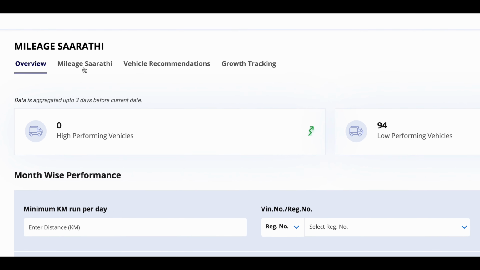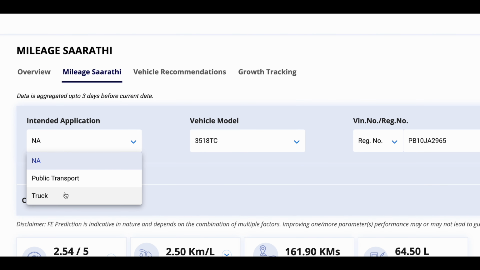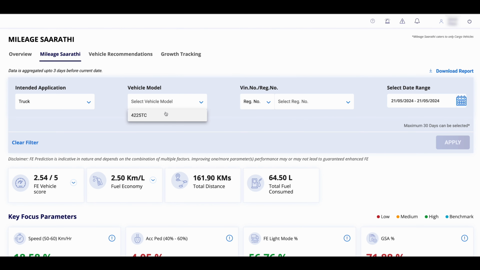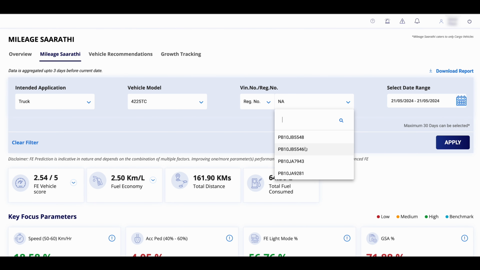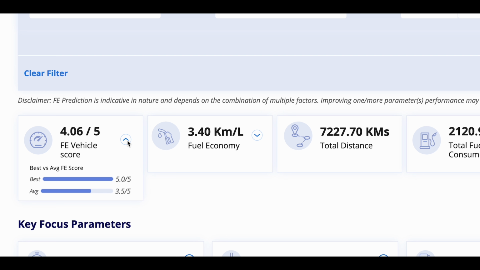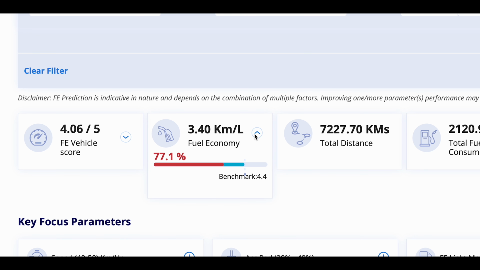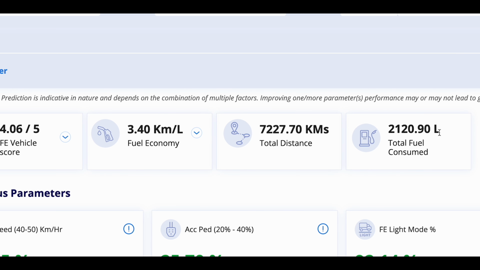Moving on to the main section, Saarathi. You can filter results by application, for example truck, vehicle model, registration number, and date. Here you see some basic but essential information like total FE score, best and average FE scores, and total fuel economy. The fuel economy is calculated based on the total distance driven by the vehicle in a month. There is a benchmark fuel economy rating, for example 4.4, for comparison, along with total distance traveled and total fuel consumed.